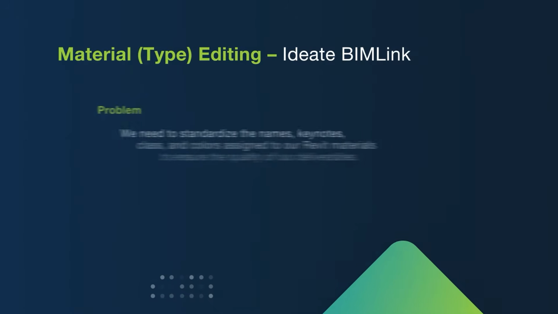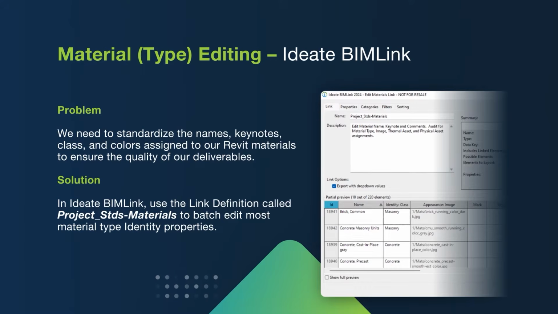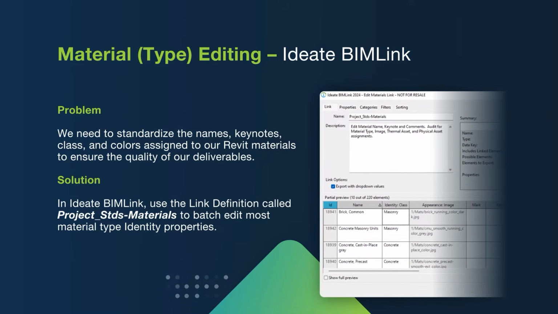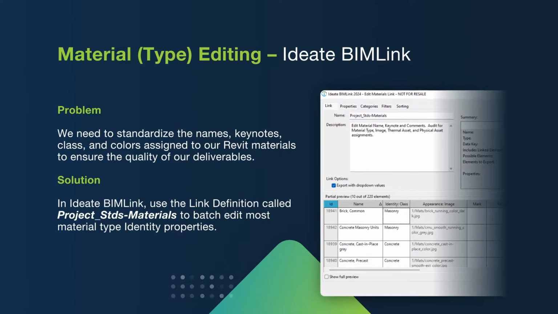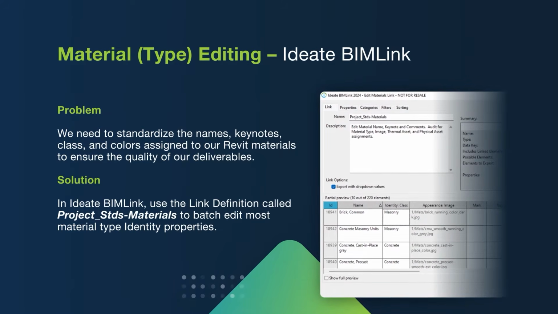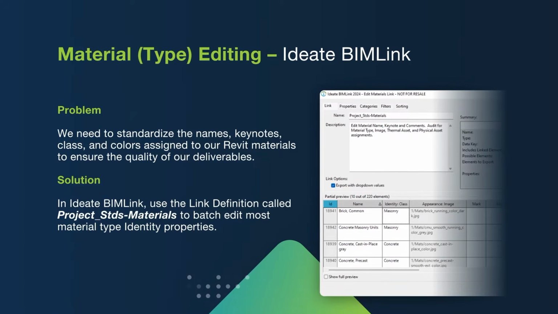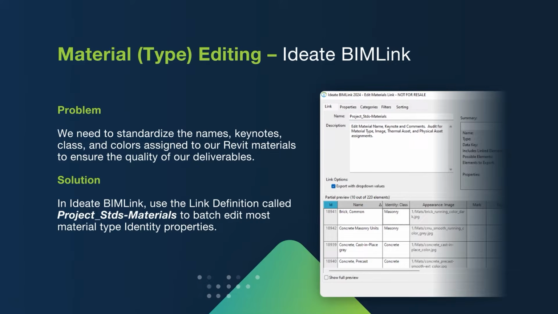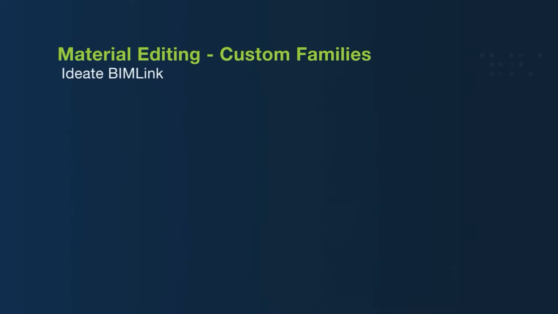with each example. The most fundamental aspect of material management is to ensure that the identity properties such as the name, keynote, class, and color are standardized. The out-of-the-box link definition called Project Standards Materials is designed to help you export this data to Excel where it can be edited and re-imported via Ideate BIMLink to make this standardization a breeze.